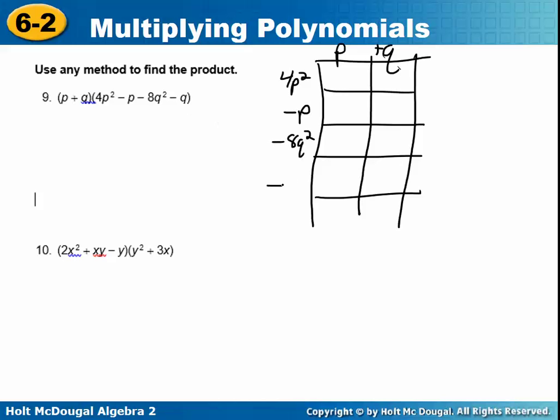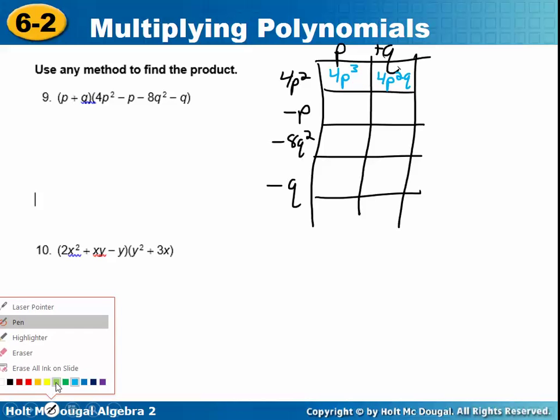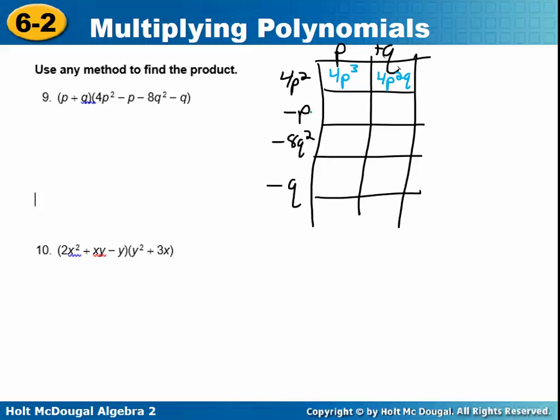Now inside the table, we put the products of the row times the column. So 4p squared times p is 4p cubed. And 4p squared times q would just be 4p squared q. So you see, each little individual product is not a very difficult multiplication, as long as you remember your rules of exponents. Okay, then I go negative p times p, that's negative p squared. And negative p times q is negative pq.